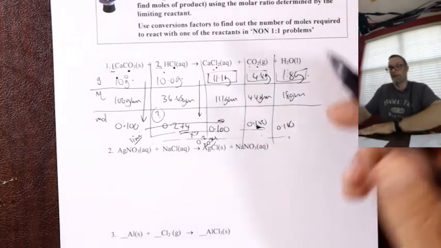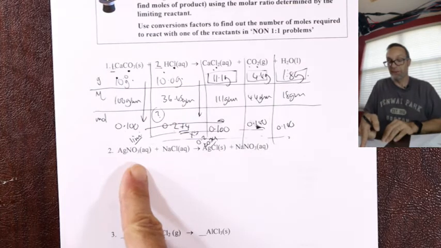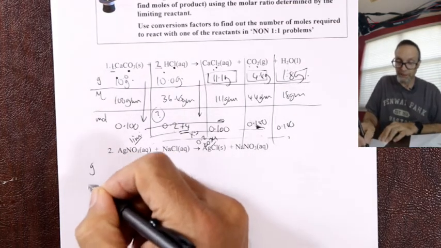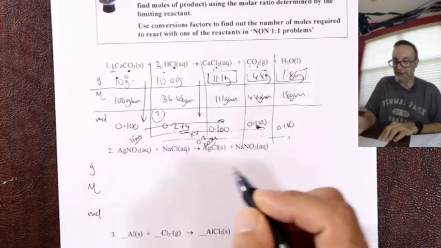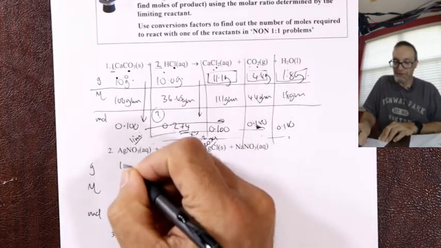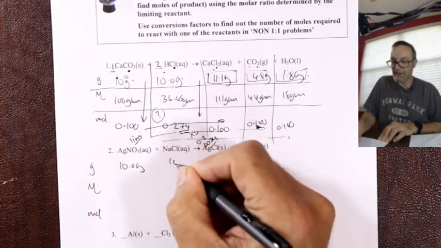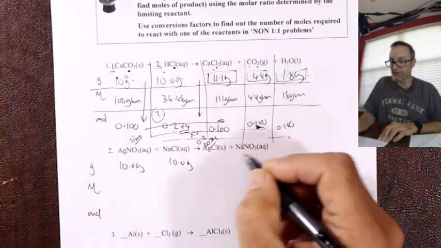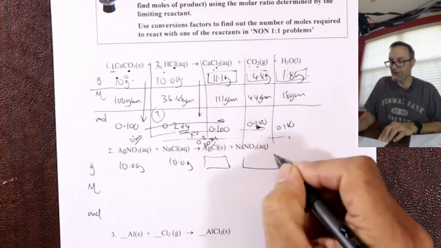All right. Now this one, very similar to the previous question. Grams, molecular weight, and moles. Again, it's all balanced 1 to 1. 10.0 grams, 10.0 grams. Destination, destination.